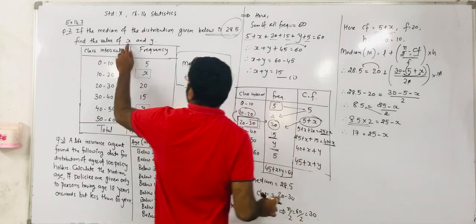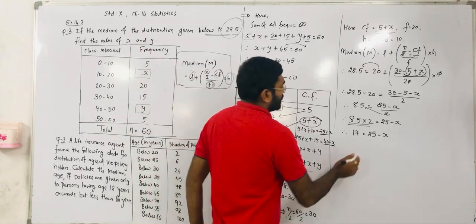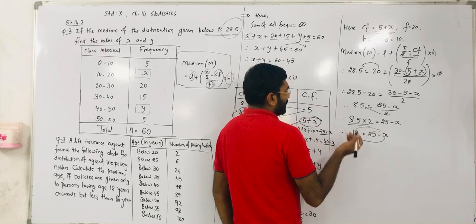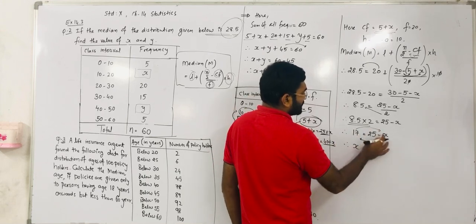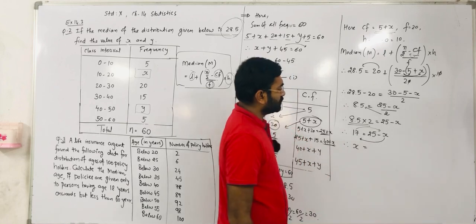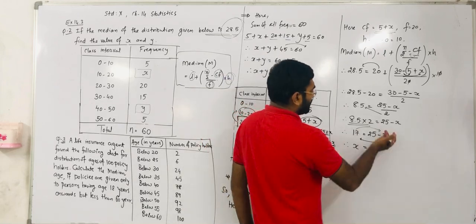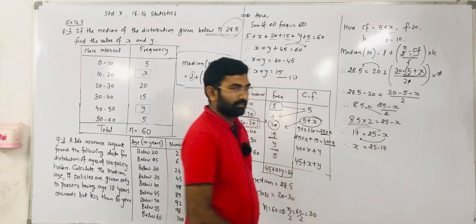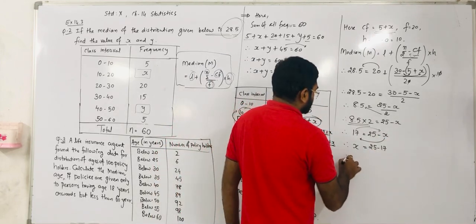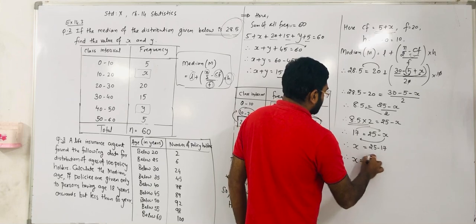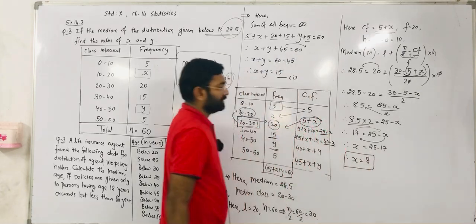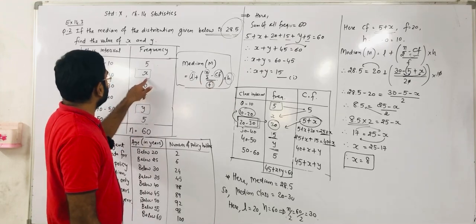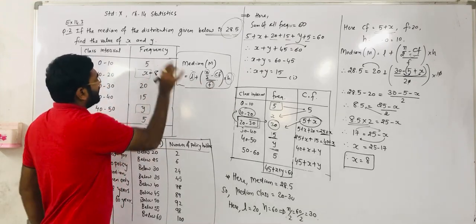Now we have to find the x and y values. We make x the main term, so the numbers go to the other side. Minus x on the right becomes plus x on the left, and plus 17 goes to the right-hand side and becomes minus 17. So x is 25 minus 17, and the x value is 8. So the missing frequency x is 8.